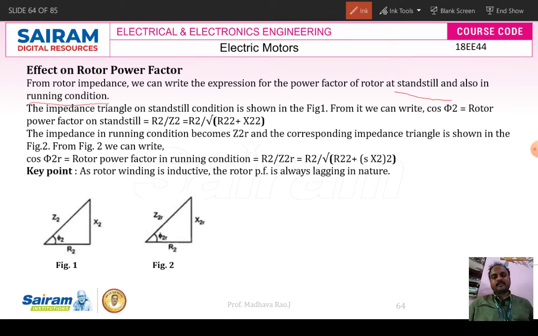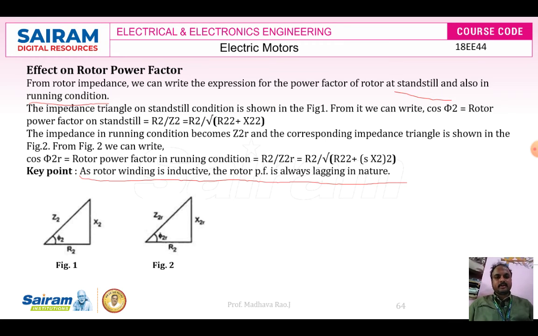Z2 is the root of R2 square plus X2 square, the magnitude. At running condition, Z2 will become Z2R. So cos φ2R, the running power factor, is equal to R2 by Z2R, where Z2R is the root of R2 square plus (S into X2) square. So this is how we can calculate the power factor of the rotor at standstill and running condition. Since the rotor winding is inductive, the power factor is always lagging in nature.